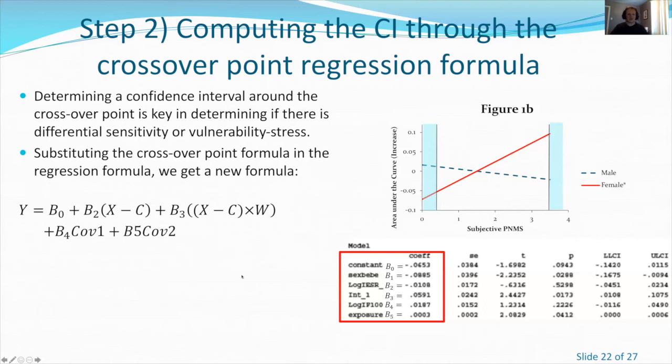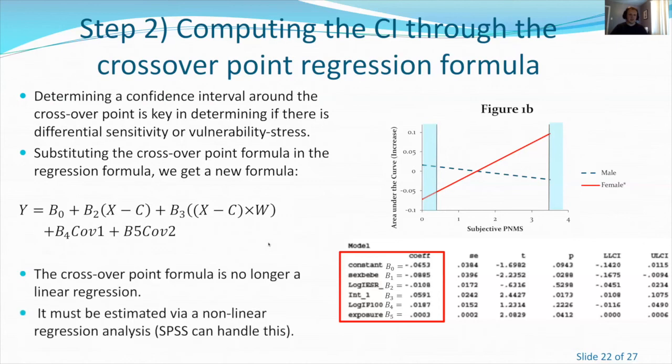Basically, you substitute some terms in the regression formula with C, and you get this. It looks much more complicated than the previous version because it is. It's no longer a linear regression. It's a nonlinear regression. And to do that, you have to use software, but SPSS can handle this. So that's good news.